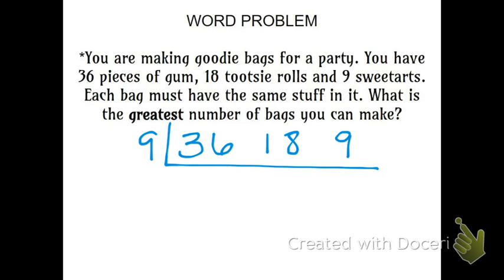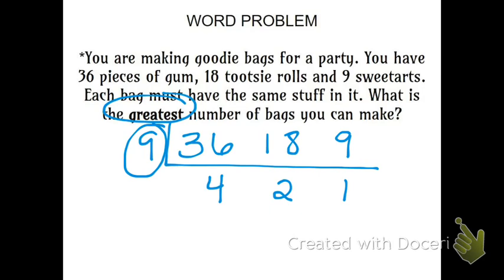So 9 goes into 36 4 times. It goes into 18 2 times. It goes into 9 1 time. Do they have any more common factors besides 1? No, because 2 won't go into 1. All right, and it says, what is the greatest number? So that means it's a greatest common factor question. So how many bags can we make? 9.